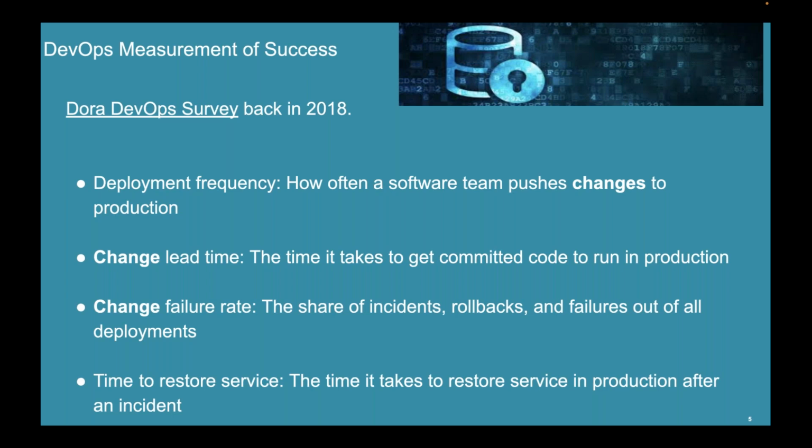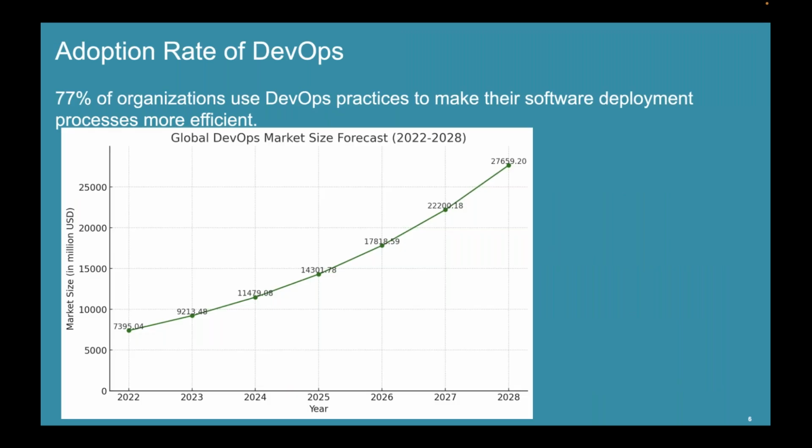Now, these variables are different for every company, but the measurement of success is when they put their processes into play to take care of each one of these points in time, right? These changes that are happening. So the adoption rate of DevOps, development and operations, and those practices to make their processes more efficient is 77%. Of organizations use some type of DevOps practices.